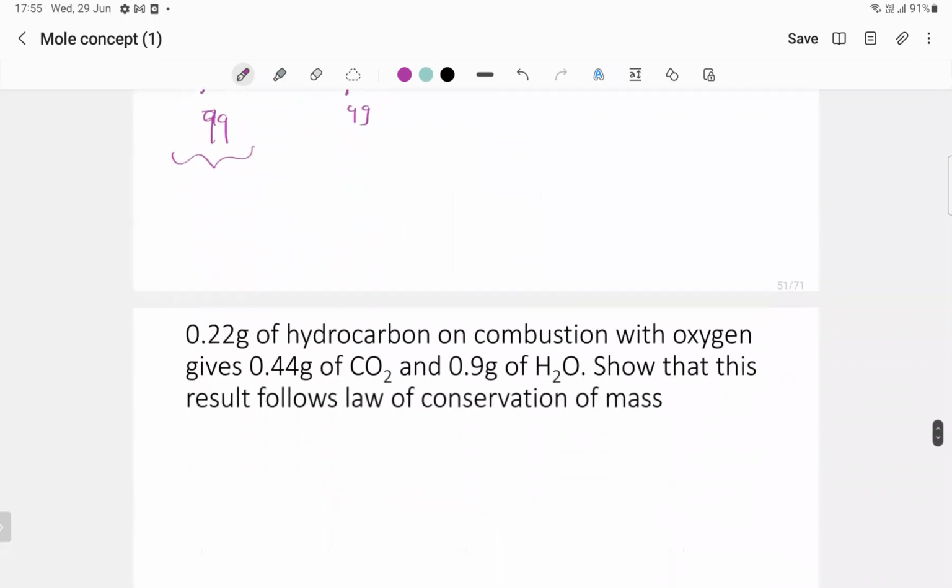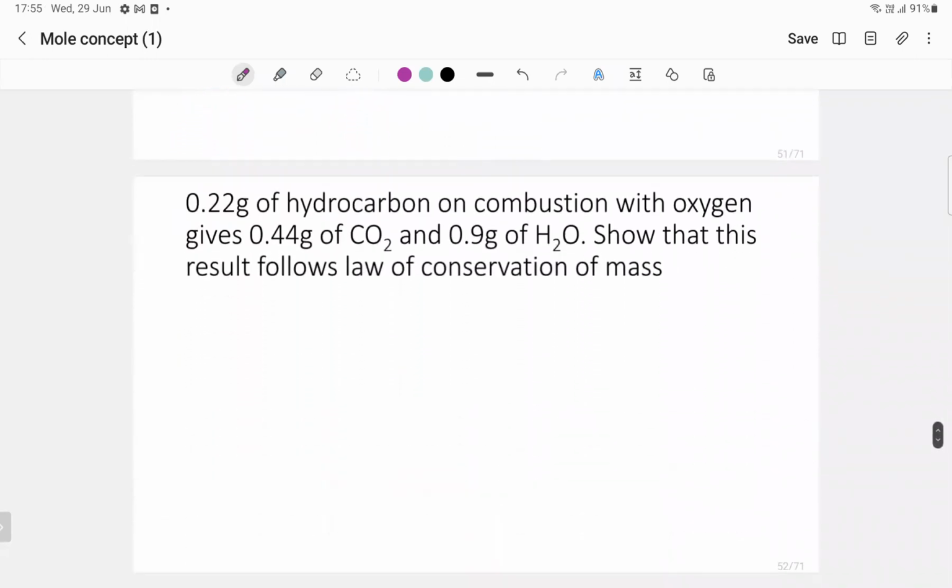Now, just look at this problem. Keep your mind free. 0.22 gram of hydrocarbon on combustion with oxygen gives 0.44 gram of carbon dioxide. Hydrocarbon means hydrogen with carbon. Combustion means it happens in the presence of oxygen, forming carbon dioxide and water.